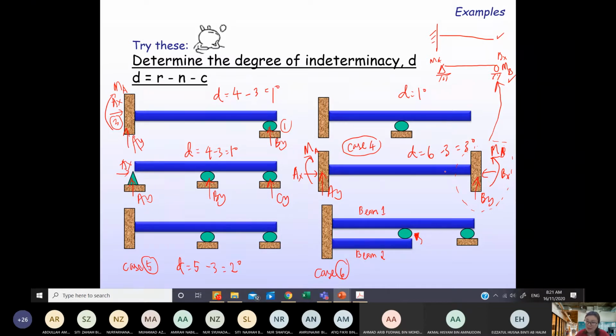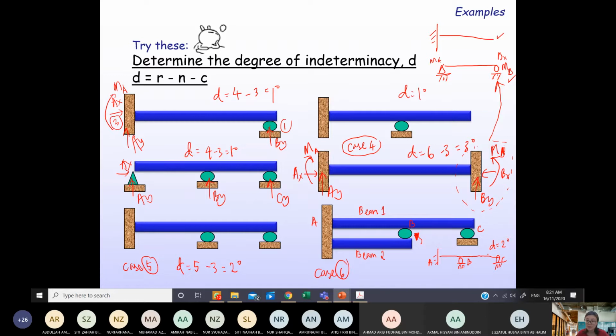You draw your beam 1 and you draw your beam 2. So how to draw your beam 1? Your beam 1 will just remain as such. I hope you can see this. Let's say A, B, C. If you can see, case 6 beam 1 is actually the same as case 5, right? So this D is equal to 2. Okay, you can analyze beam 1.